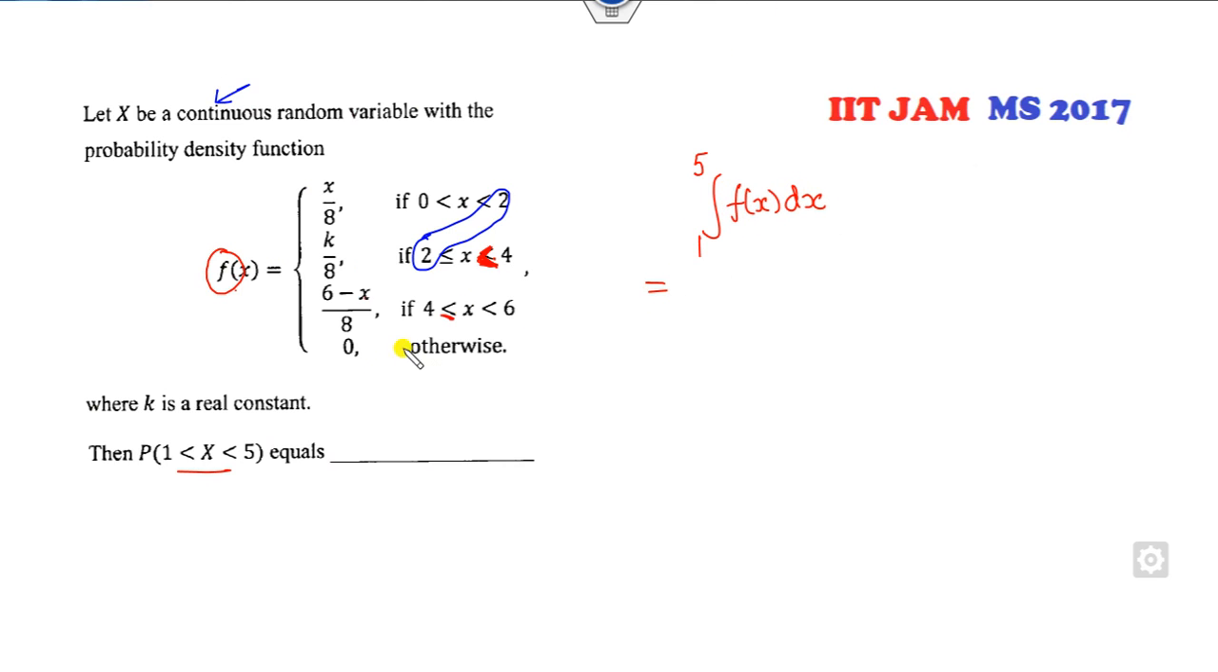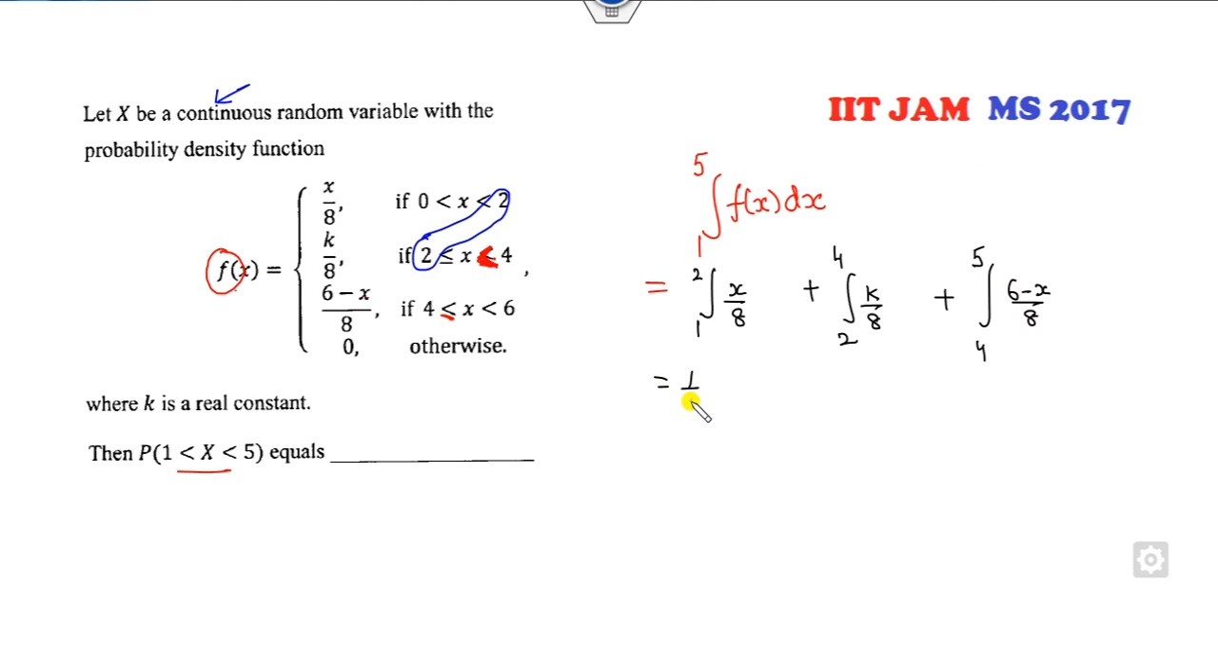Fine. So what is that? I can break into 1 to 2, 2 to 4 and 4 to 5. So what is the 1 to 2? It is x over 8. 2 to 4 is k over 8. 4 to 5 is 6 minus x over 8. This is your required target.